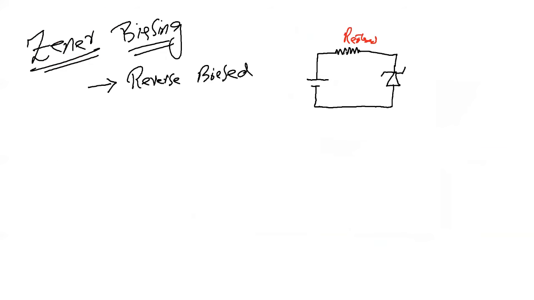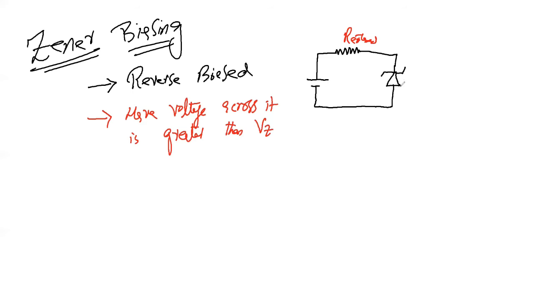Okay, so here I install an external resistor, so this resistor will limit that high reverse Zener current. The second point which you should keep in mind is that the voltage across it must be greater than Vz, the Zener voltage. Let's say the Zener voltage of this diode is 30 volt. So your voltage should be greater than 30 volt.